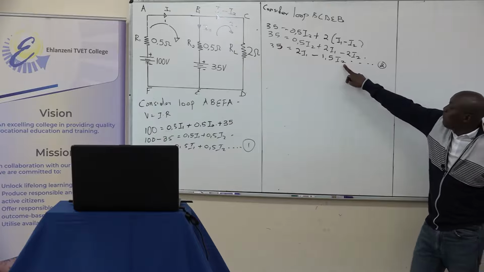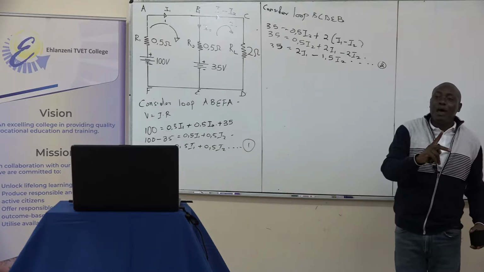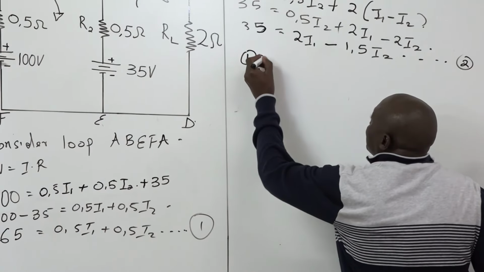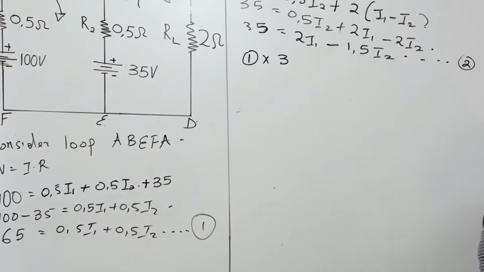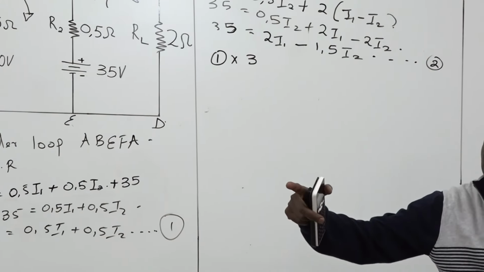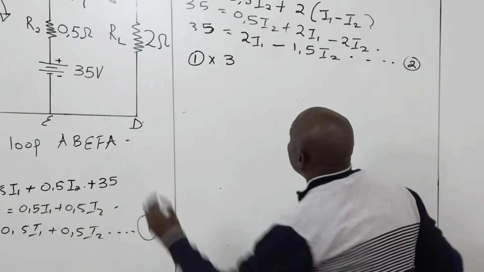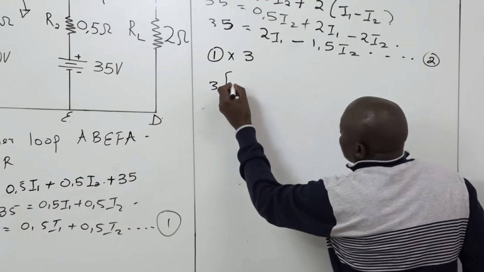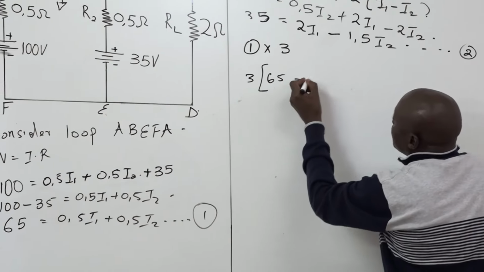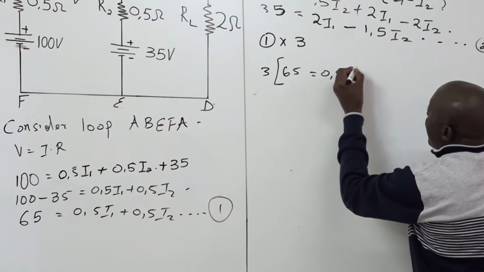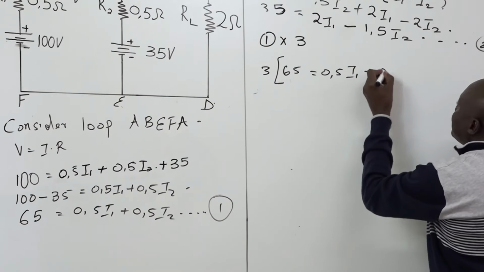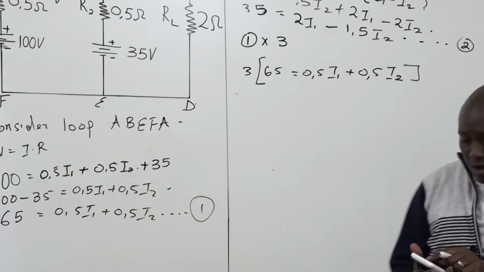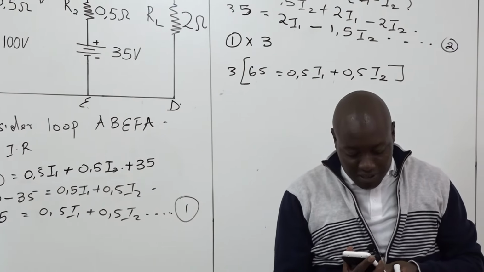So it means that to balance the equation, equation 1 must be multiplied by 3. So I'm going to multiply the entire equation 1: 3 times 65 equals 0.5 I1 plus 0.5 I2. So now I will calculate 3 multiplied by 65.